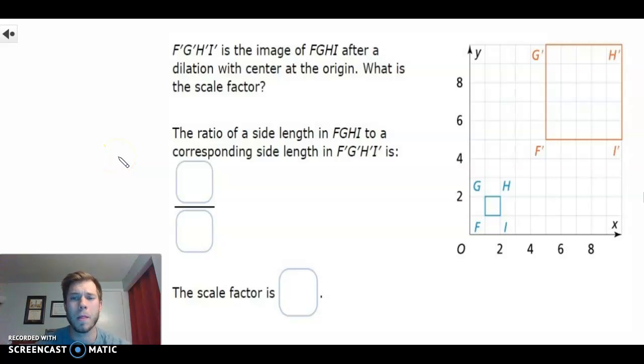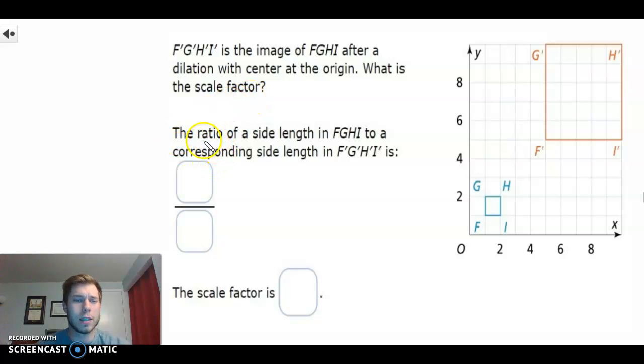So continuing on here, we're going to look at another example where I need you to find the scale factor. So we have F prime, G prime, H prime, and I prime, which is this larger rectangle. That image of F, G, H, I, the square down here, I guess that must both be squares, after dilation with the center at the origin, so down here. I want to know, what is the scale factor for this?